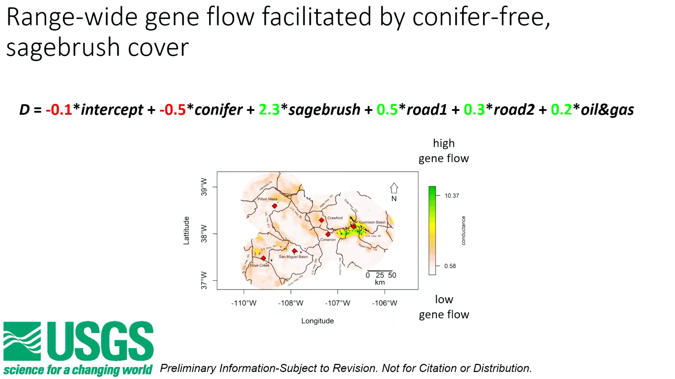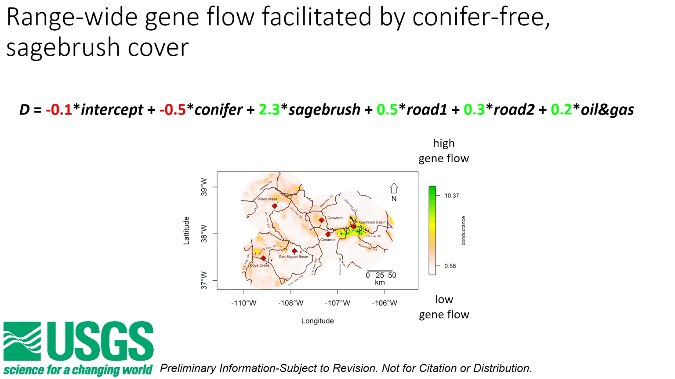So I'm going to go into the results, and I'm only going to talk about the top model for the 2 different scales, and we'll start with the range-wide model. So range-wide, we found that the primary predictors for gene flow patterns were conifer, or sagebrush cover that was free from conifer. This isn't surprising that sagebrush would be important for a sagebrush obligate. And we also know that conifer cover necessarily means less sagebrush and more perch sites for predators.